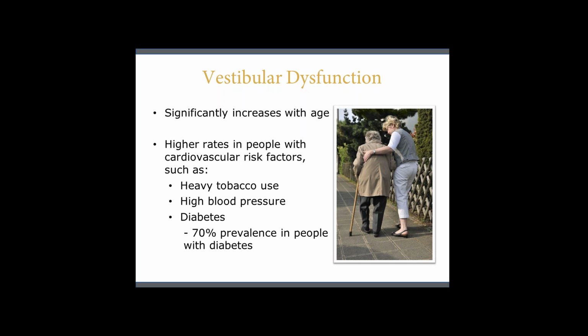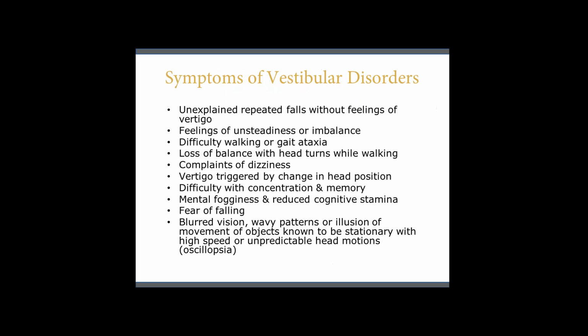It peaks in the 6th and 7th decade of life, which is in the 50s and 60s. And it's higher in people with cardiovascular risk factors like smoking, heavy tobacco use, high blood pressure, and it's higher in people with diabetes. In fact, there's about a 70% prevalence of vestibular issues in people with diabetes. My theory on that is the microvascular ischemic changes in the vestibular system, but a lot of this is theoretical, so I haven't seen a specific reason why, but it is associated with cardiovascular risk factors.